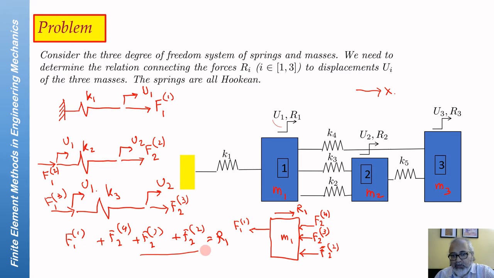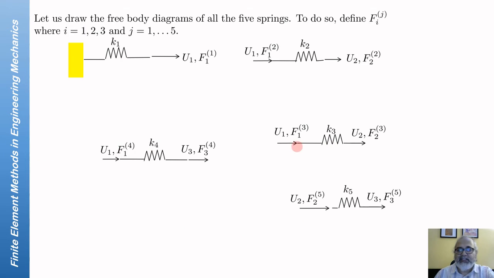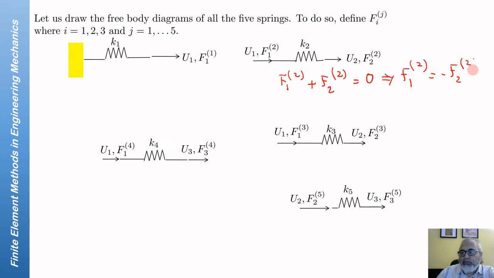This will be the equilibrium equation for this mass, whereas these are the free body diagrams for the individual springs. I have not drawn it for K4 and K5. This is done in the next slide. So you have all the free body diagrams of all the springs, and then we can write the equilibrium equations for each spring. So for example, for K2, we must have F12 plus F22 equal to 0, which means F12 is equal to minus F22.